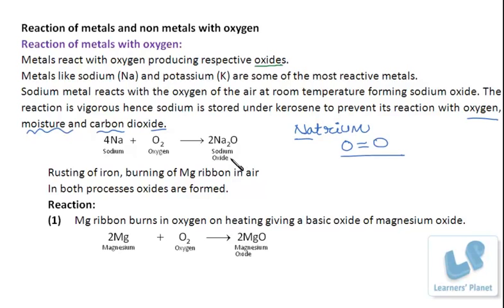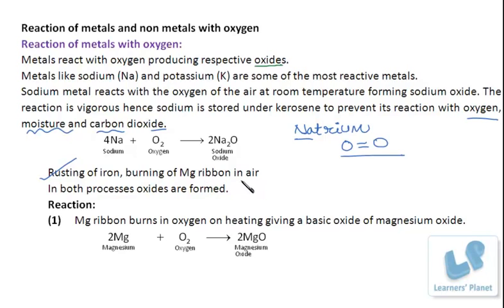It proceeds with the release of lots of energy, energy in the form of heat energy. Right? So, sodium when exposed to air catches fire. So, this is the product formed. The next example of the reaction of metal with oxygen is the rusting of iron.